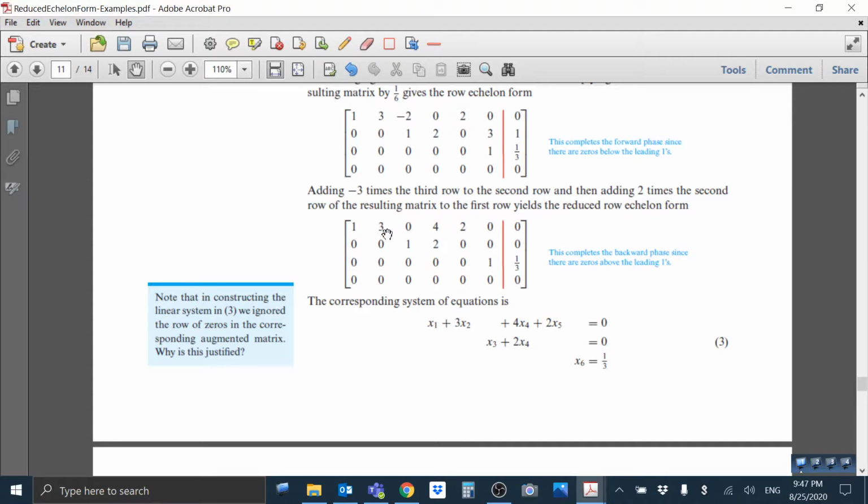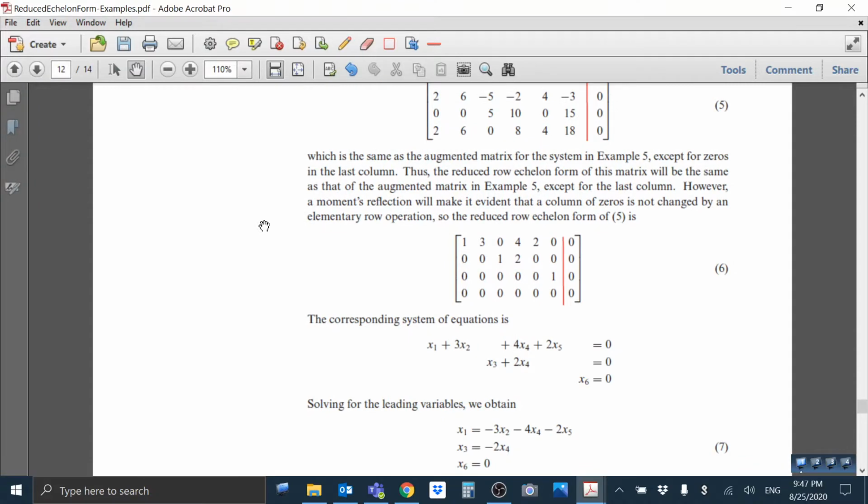What happens with column 2? I don't care. It doesn't have a leading entry. This column, I don't care. It doesn't have a leading entry. This column, I don't care. It doesn't have a leading entry. I just care about columns with leading entries. And when you check the solutions, columns with leading entries are associated to the leading variables. Columns that do not have leading entries are associated with free variables. That's a nice observation.